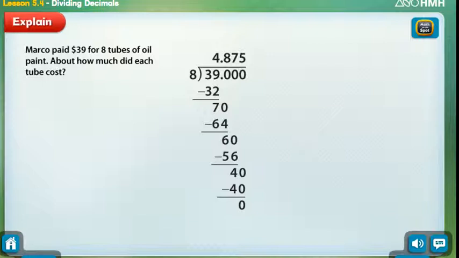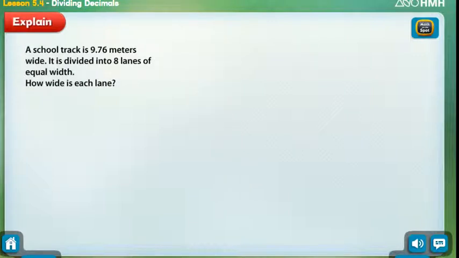Let's finish the division. Money amounts are measured to the hundredths of a dollar, so let's round the decimal to hundredths. So each tube of paint costs about $4.88. In the last example, you divided a whole number by a whole number and the quotient was a decimal. Let's look at a problem where you divide a decimal by a whole number. A school track is 9.76 meters wide. It is divided into 8 lanes of equal width. How wide is each lane?